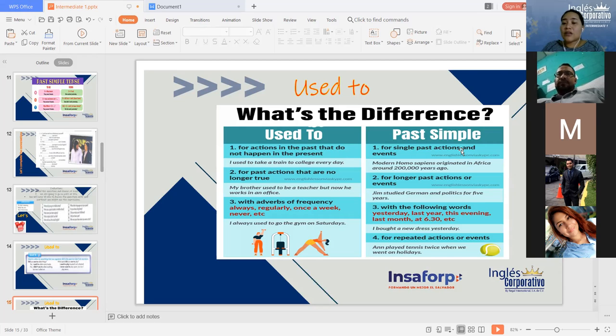And the simple past is for actions and events, right, that happened in the past. Modern Homo sapiens, right, originated in Africa around 200,000 years ago. For the longer past actions or events, Jim studied German and politics for 5 years, for example, with the following words that are time markers, right? Yesterday, last year, this evening, last month, or at 6:30. I bought a new dress yesterday, and for repeated actions or events, I played tennis twice when we went on holidays. Here is, for example, the differences between used to and past simple. Both of them are used together, but they don't mean the same, right?